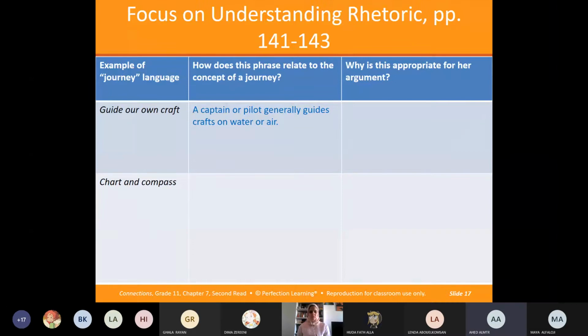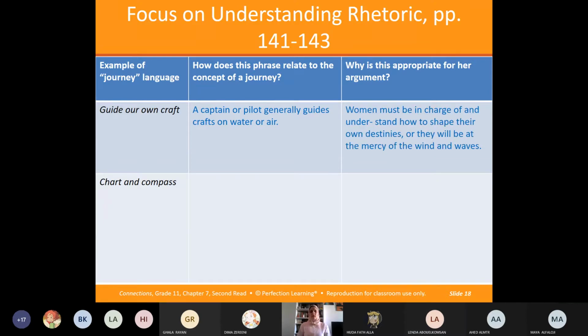A captain or pilot generally guides crafts on water. So how is guiding our own craft, or a captain who guides our journey, related to or strengthening the argument? It shows that women can't be free and they're always manipulated. Yes, and they have to learn how to do what? To take care of themselves, to guide their own journey. Yes, how to guide their own way, or how to guide themselves through their life. Okay, read it, Ghala.